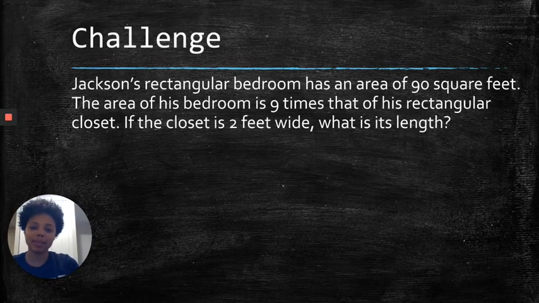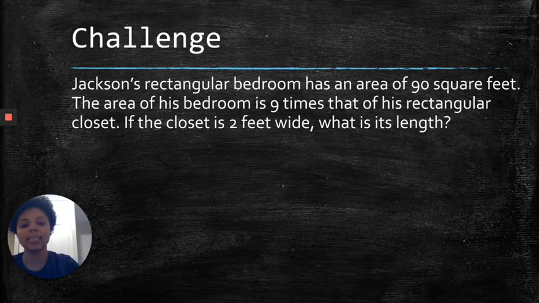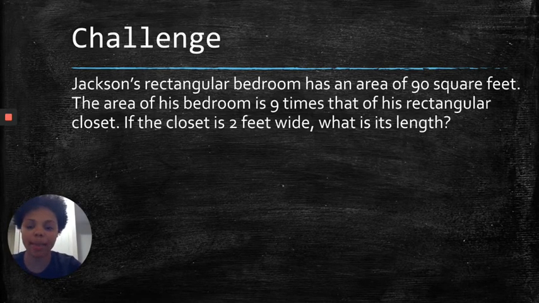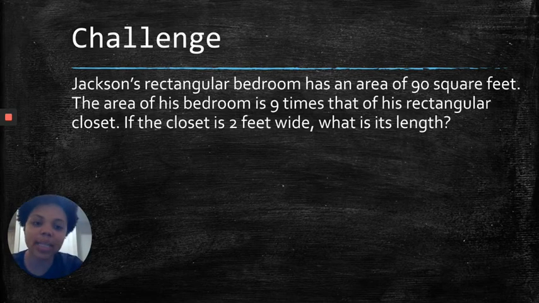You can receive some additional points for this challenge exercise. So I encourage all of you to do your best to complete this problem. Think about what you can draw. Think about what you need to write. Think about the relationship between multiplication and division.